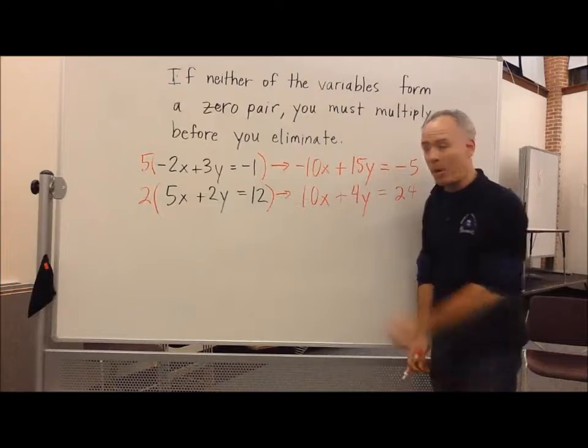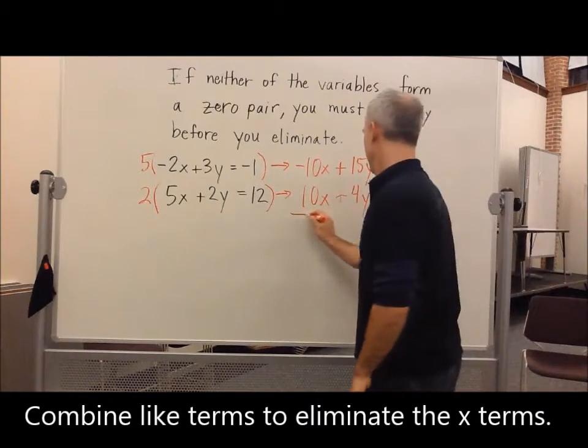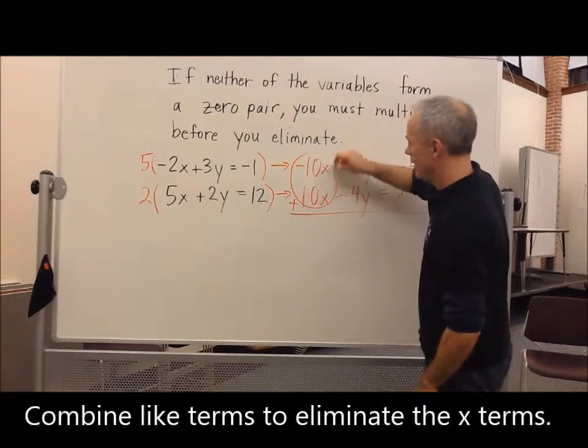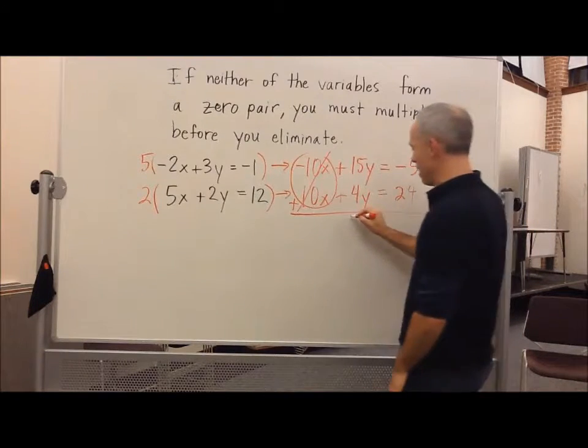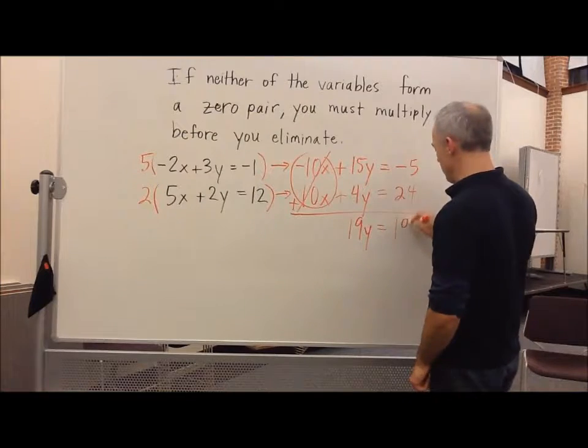Now we have a zero pair magically right here in our x term. So we're going to combine these two equations together. Combine means to add. That's a zero pair. How about 15y and 4y? Combine them, you get 19y. And negative 5 and 24 is equal to 19.